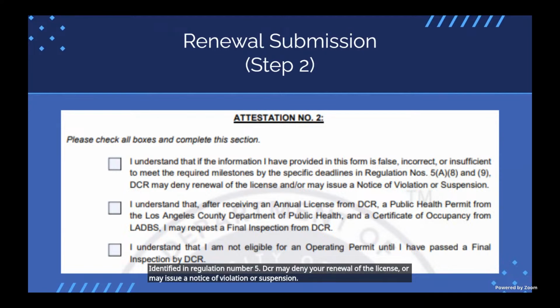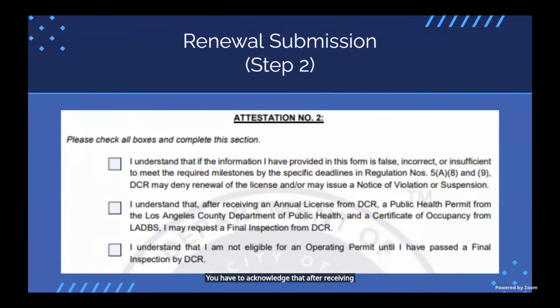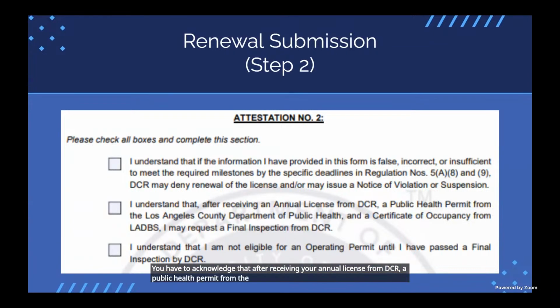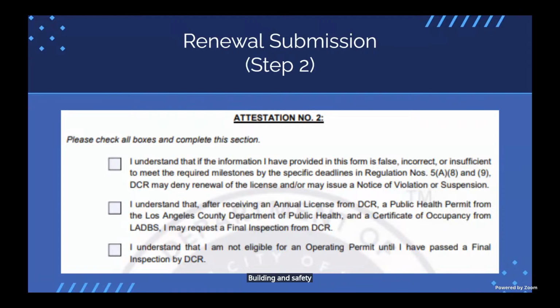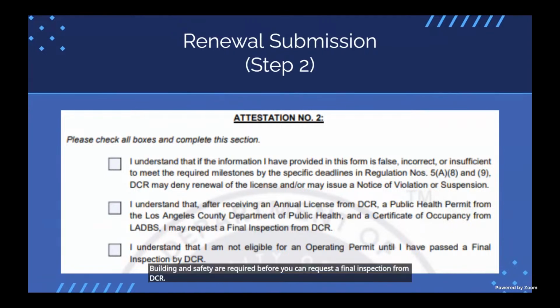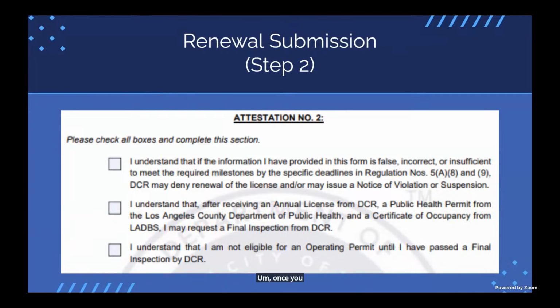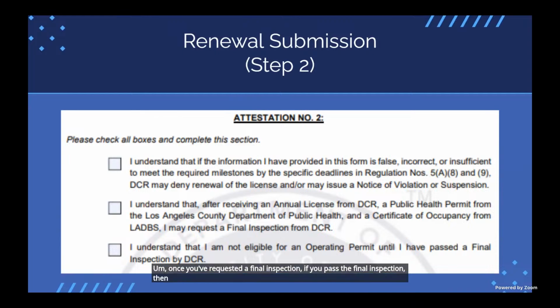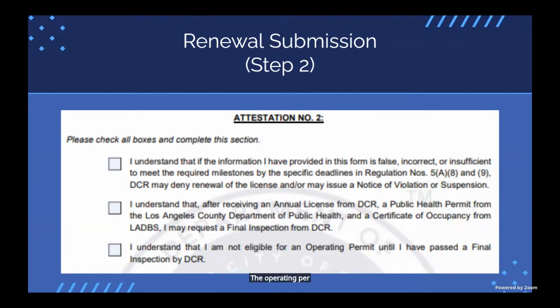You have to acknowledge that after receiving your annual license from DCR, a public health permit from the Los Angeles County Department of Public Health and a certificate of occupancy from the Department of Building and Safety are required before you can request a final inspection from DCR. Once you've requested a final inspection, if you pass the final inspection, then and only then would you be eligible to receive your operating permit. The operating permit would replace your temporary approval to operate.